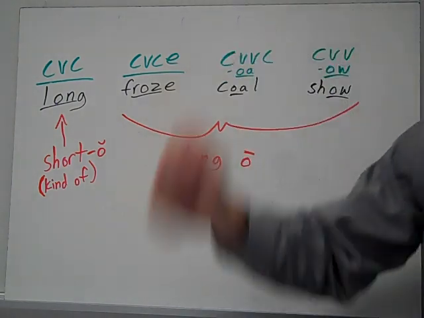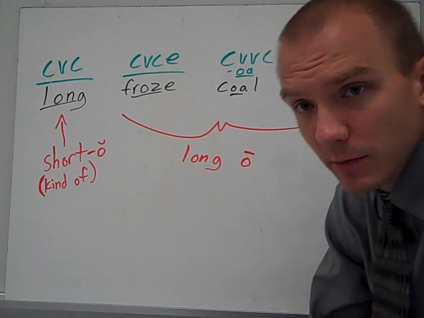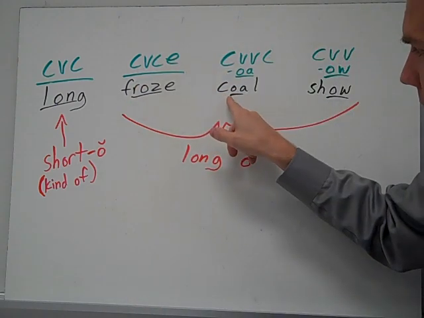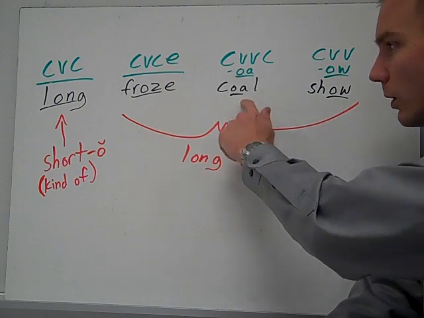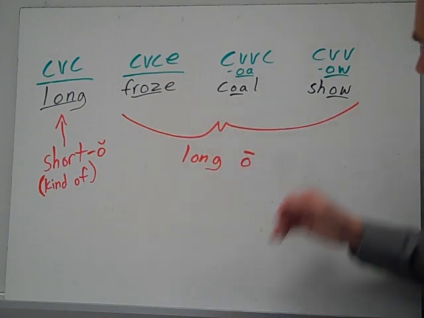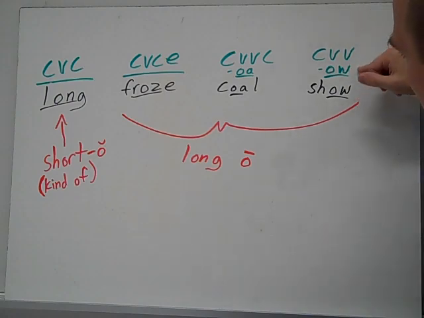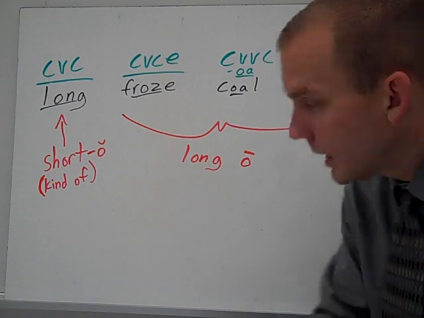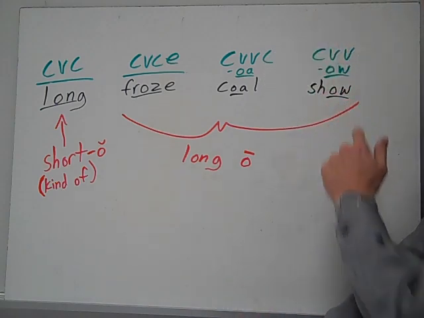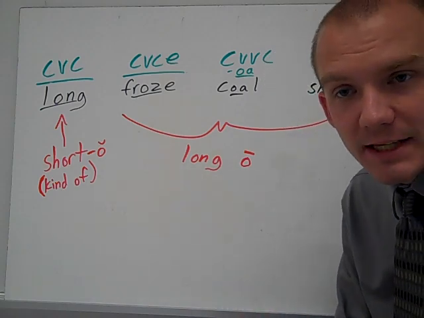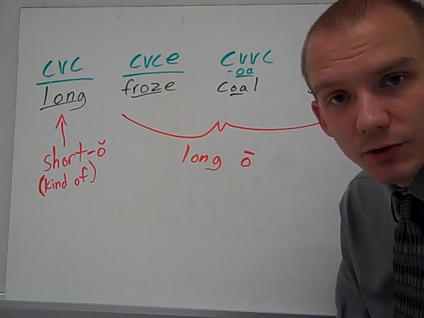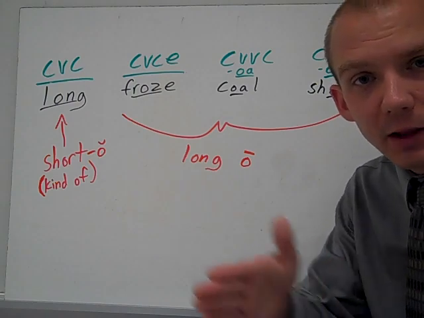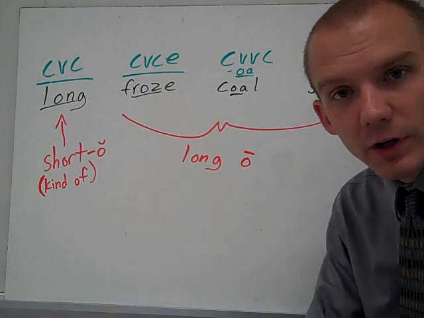Also, if you put two vowels next to each other, the first one says its name. So when you have CVVC with an OA pattern, you create a long O, like in coal. And then CVV with the OW. This is similar to AY words like play and day, where you have OW and the W acts as a vowel in the sense that it creates a long O sound, also what we call an open syllable, like show. Show ends in that long O vowel sound, and therefore we call it open.